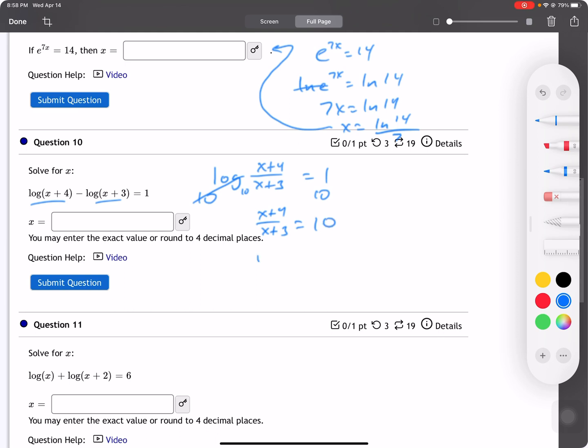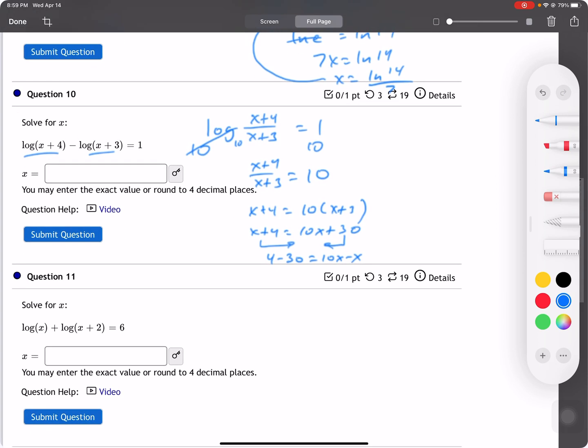I'm going to multiply it on both sides. X plus 4 is equal to 10 times x plus 3. Let's go and distribute that. X plus 4 is equal to 10x plus 30. I'm going to move the x's over to my right, that's 4, and then I'm going to move the 30 to my left. 4 minus 30 is equal to 10x minus x. We're left with negative 26. Sorry, running out of space. Let's do it up here. Negative 26 is equal to 9x. So divide 9 to both sides. X is equal to negative 26 over 9.